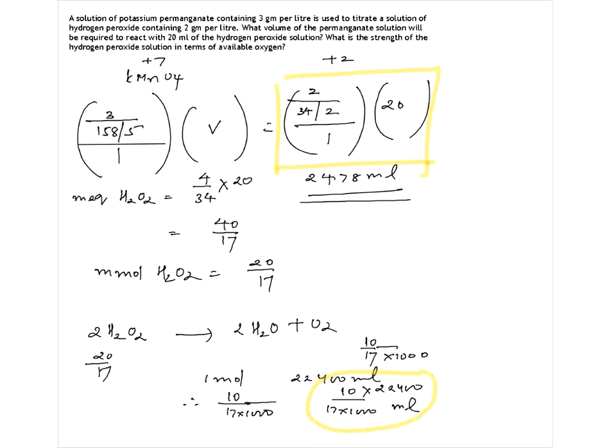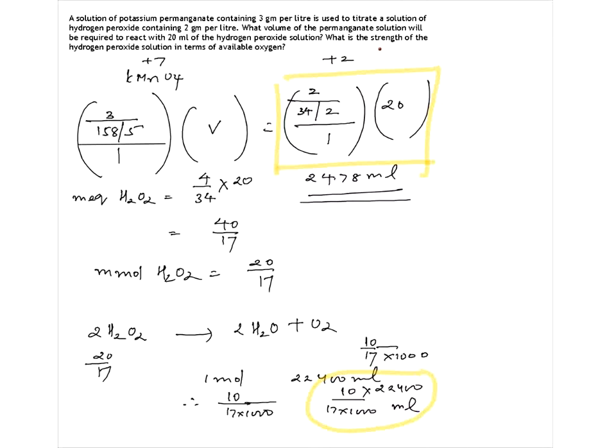This is what I was saying, in terms of available oxygen. So when we say 20 volume hydrogen peroxide, it means we are telling it in terms of available oxygen. The last part is just asking that whatever answer we have got about concentration, we must tell in terms of the available oxygen.